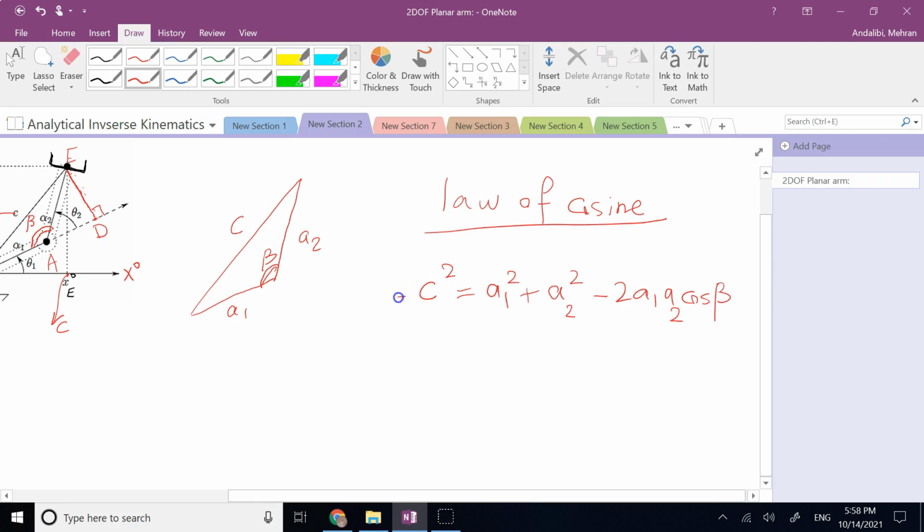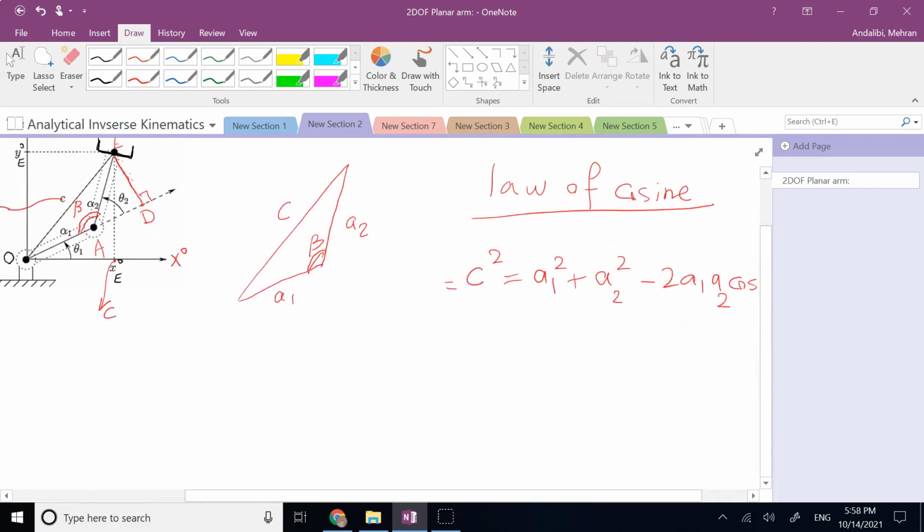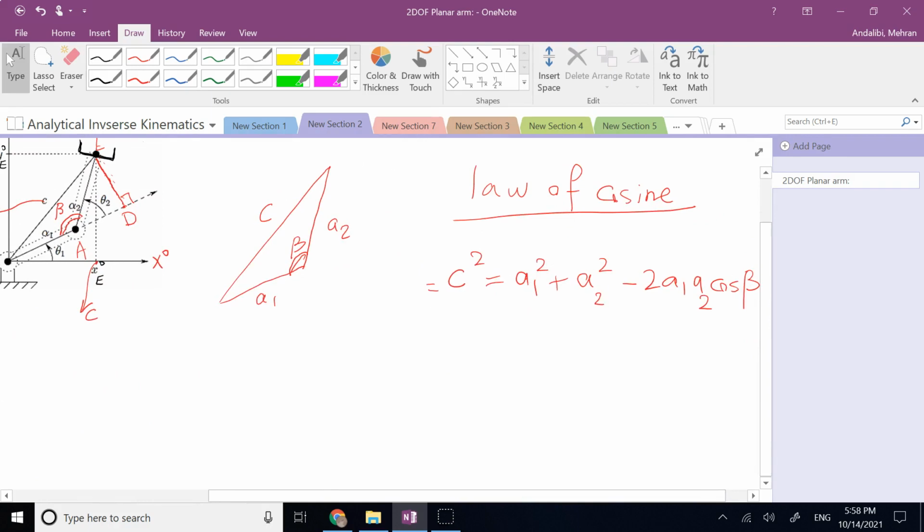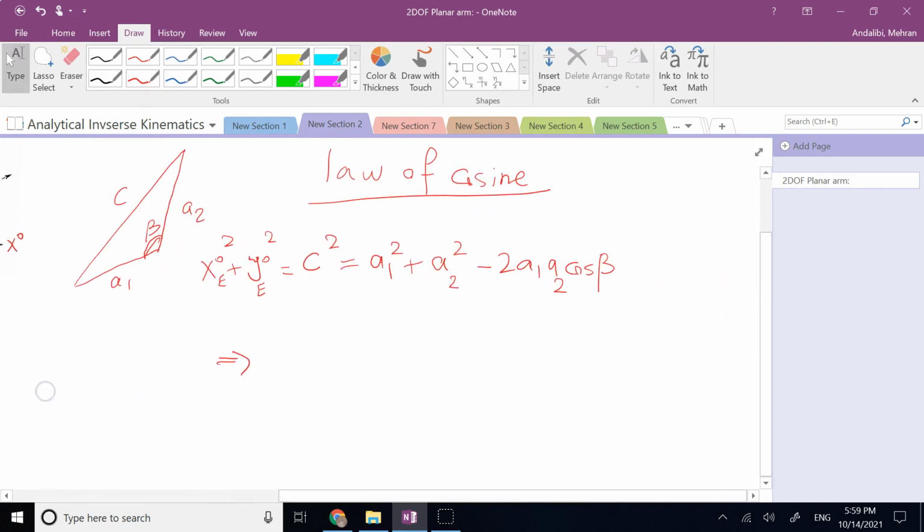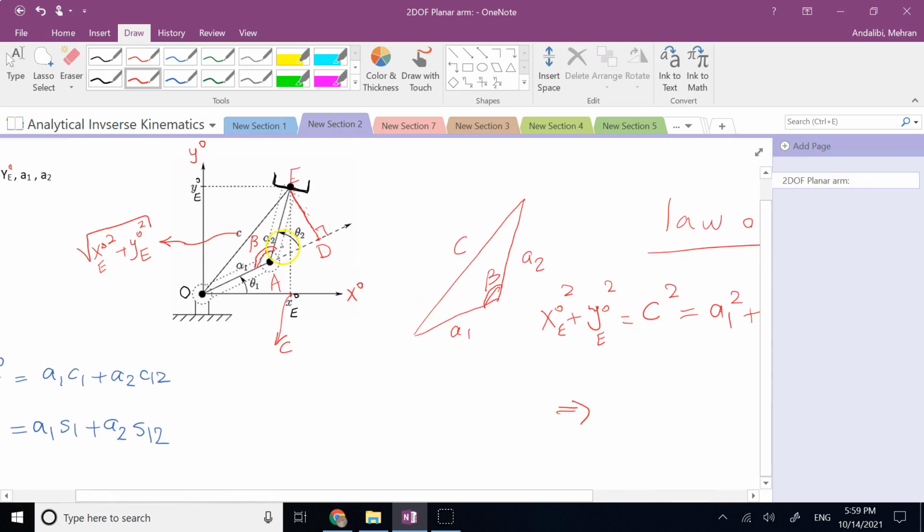And you know that C squared, based on what we had, is going to be that whole thing where the square root is taken out. So it is going to be x of end effector in base squared plus y of the end effector in base squared. Correct? So from here, I can clearly find cosine of beta. But you know beta is related to theta 2. Clearly beta plus theta 2 is 180 degrees, right? So beta plus theta 2 is pi.